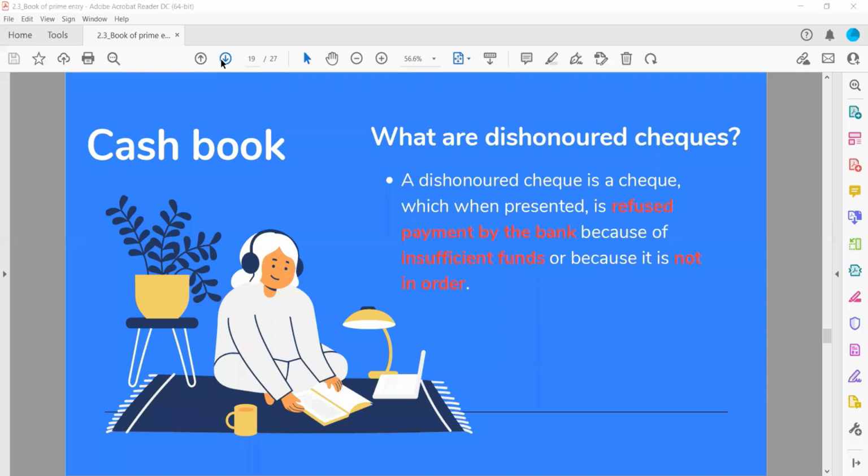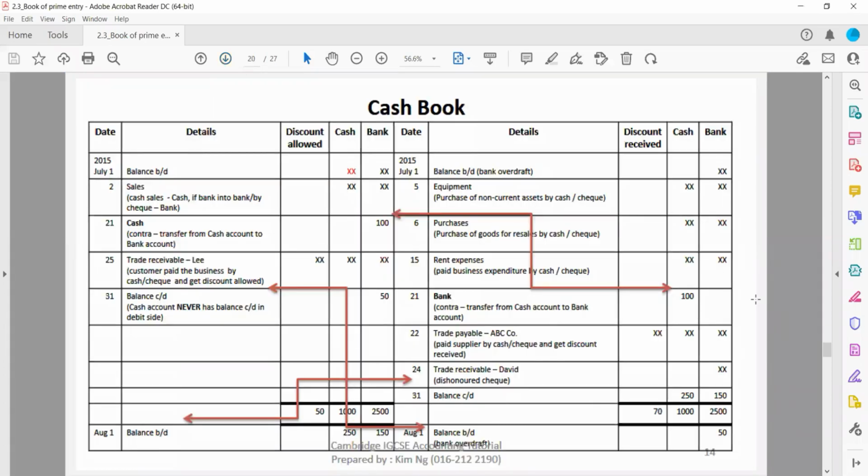Okay, let's move on. This is a format for the cash book. On the debit side, we have 3 columns: discount allowed, cash, and bank. So that's why we call it a 3-column cash book. Details. This is the debit. This side is the credit. So this is like a big T that we learned.